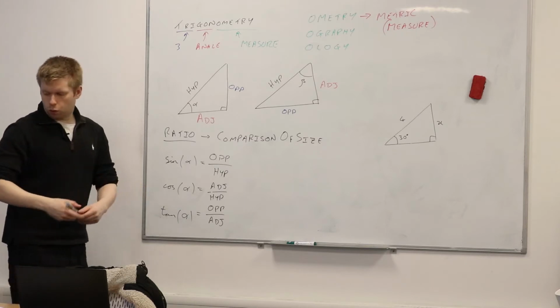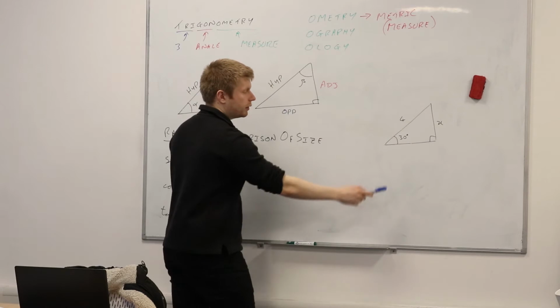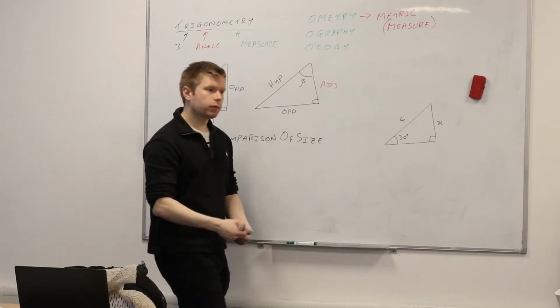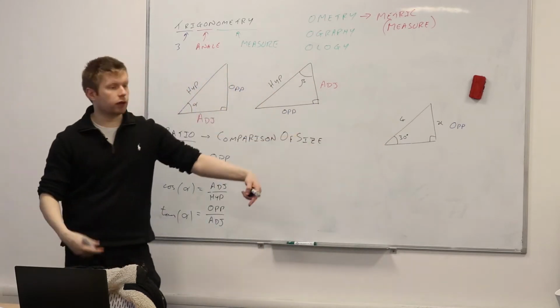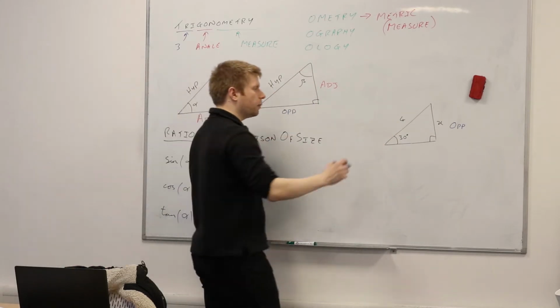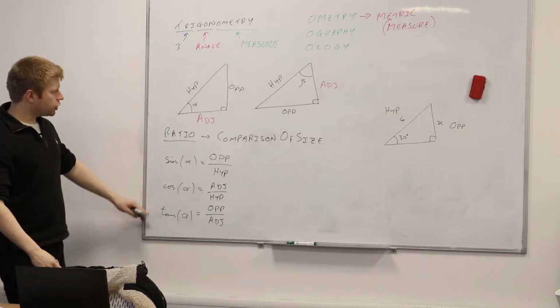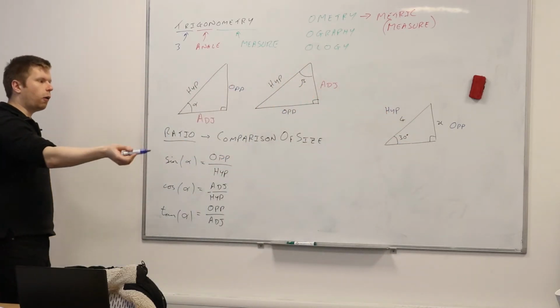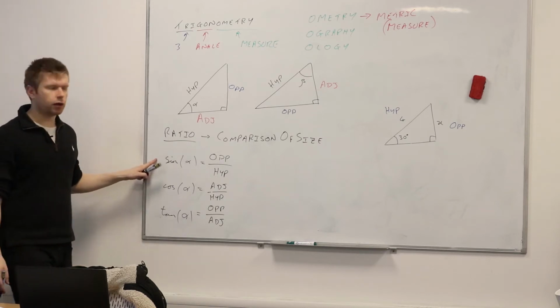So, let's first of all label up our sides. What would this side be called in relation to this angle? The opposite, good. What would that side be called? It's always the hypotenuse, right? Because it's the side opposite the right angle. Good. So which of these ratios would I be looking at if I want to compare the opposite and the hypotenuse? It's sine, right? Because that's the one which compares the opposite and the hypotenuse.